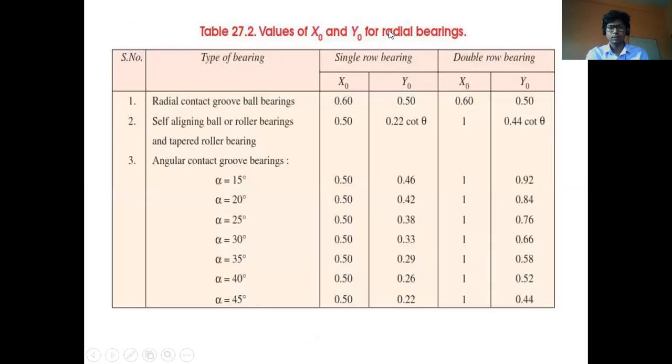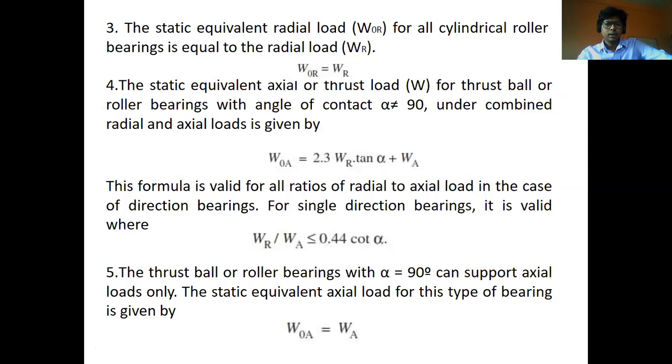If it is a single row bearing, we will follow this chart. If it is a double row bearing, we will follow this chart. This is the factor. In most cases, it will be given in the problem. Now, static equivalent radial load. In the cylinder roller bearing case, WO equal to WR.